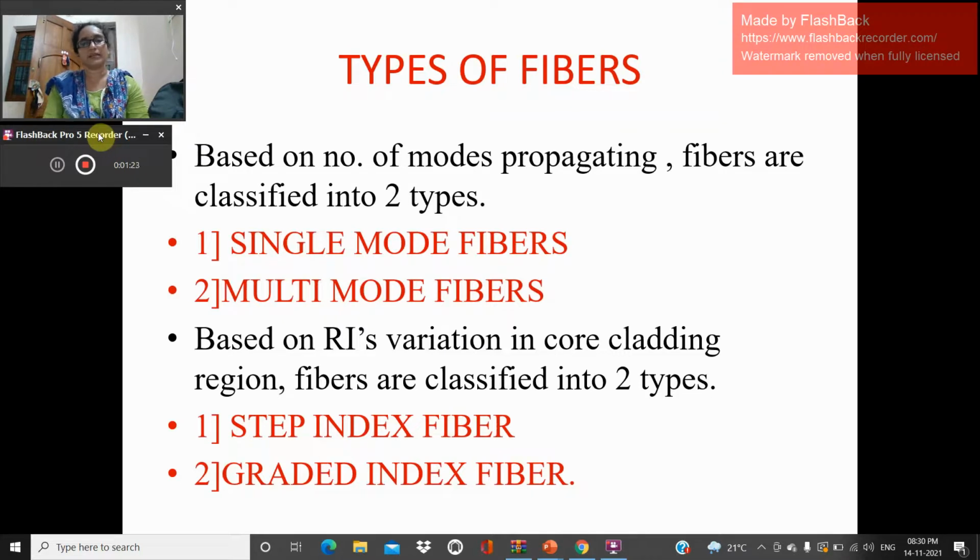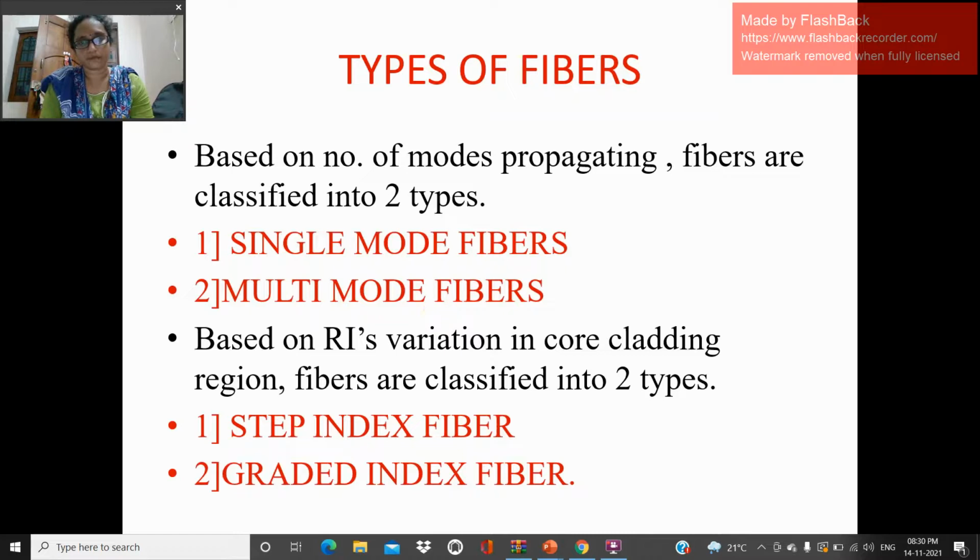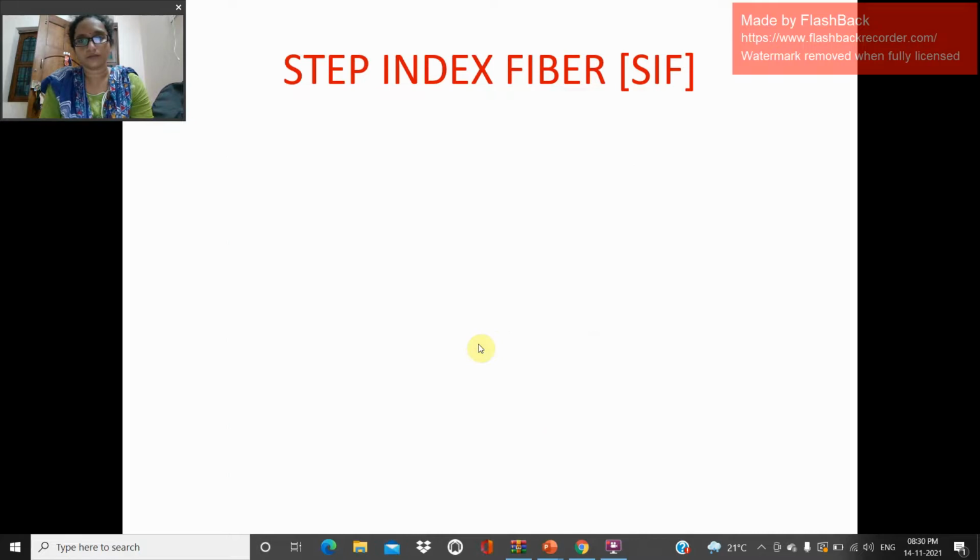Number one, step index fiber. Number two, graded index fiber. First of all, step index fiber. So what is step index fiber?